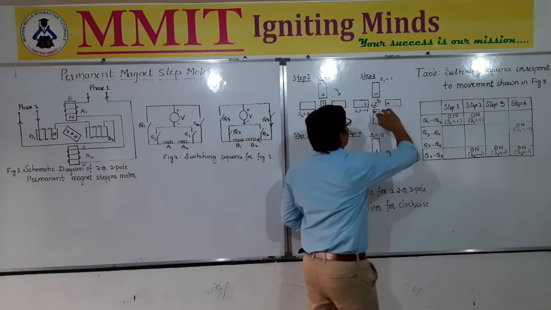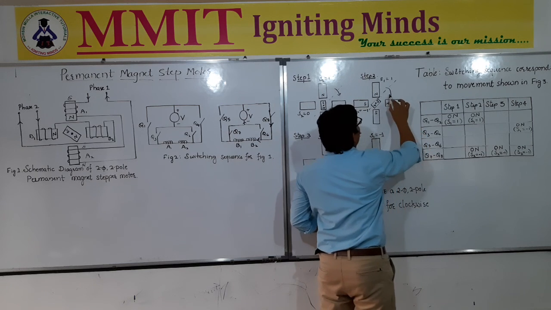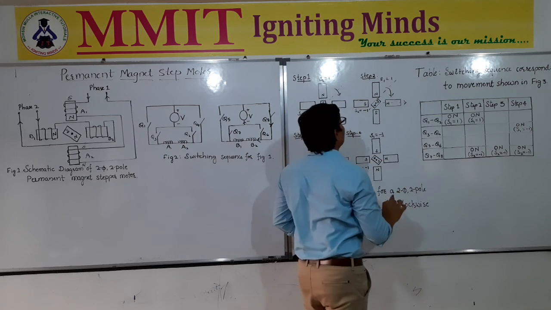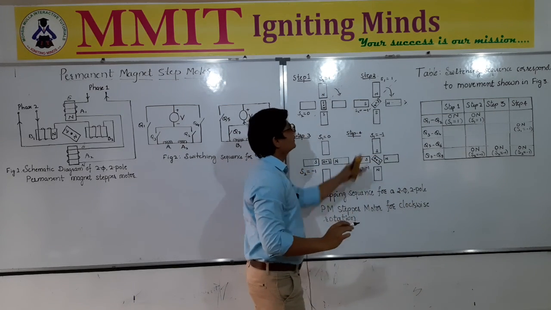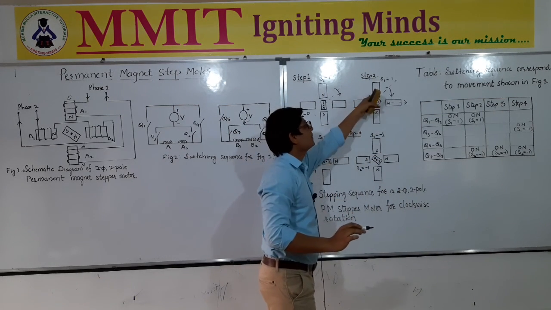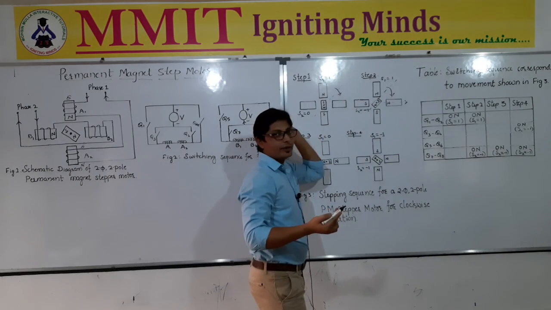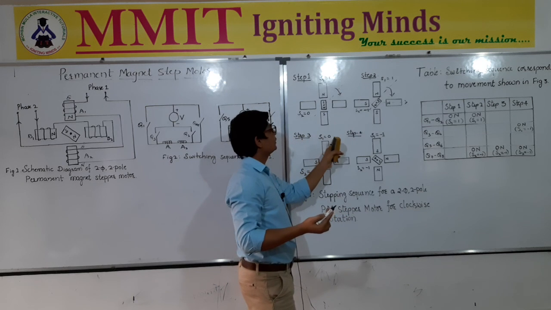Another 45 degree rotation will happen from this side, and it is going to get aligned in this particular direction by rotating another 45 degrees if these poles are switched off. How can we make these poles switched off? We have to turn off the supply to coil A, or we have to make S1 equal to 0.